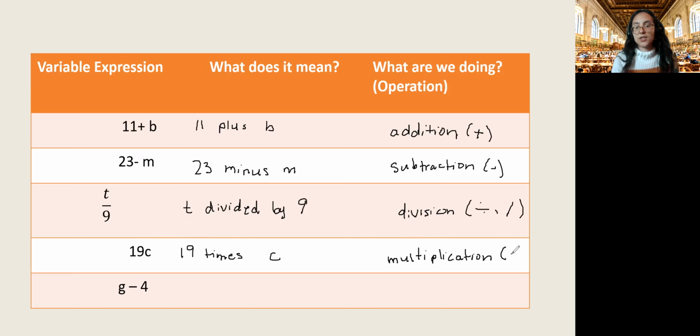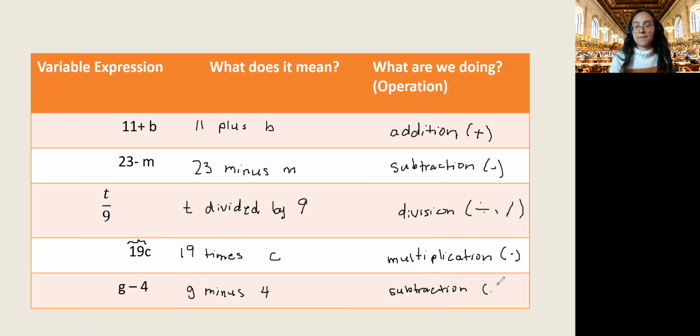And we're going to write a dot. We do not use x to denote multiplication anymore because x is a variable now. X represents a number, and if we want to denote multiplication, we use a dot, we use parentheses, or we put a number and a variable close together like this. That's multiplication. Our next variable expression is g minus 4, so I'm going to write g minus 4. And the operation here is subtraction.